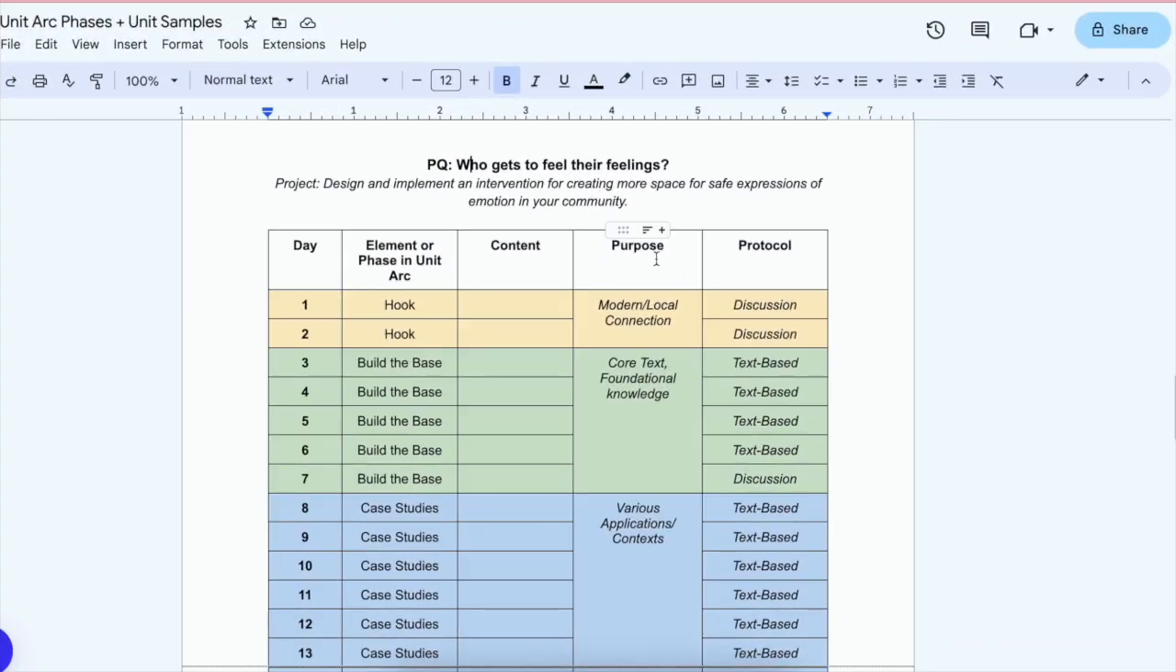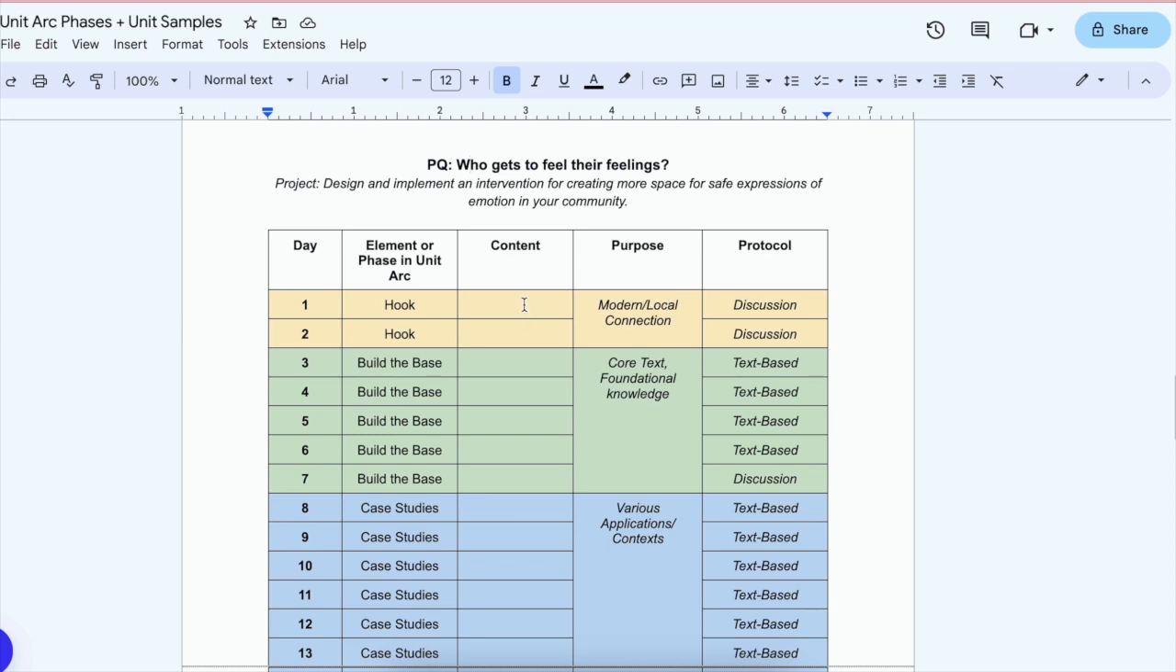I don't absolutely love it, but I think the idea is very analytical. Who gets to feel their feelings, or that kind of thing. For the project, I think it would be super cool for students to design and implement an intervention of some kind for creating more space for safe, of course, expressions of emotion in their communities. So their community might be their classroom, their friend group, a sports team, a family unit. It could be in the school at large, talking about discipline policies. Could be in a different community space. We could connect to some sort of policy or legislation at the state level. I think there's a lot of options here.